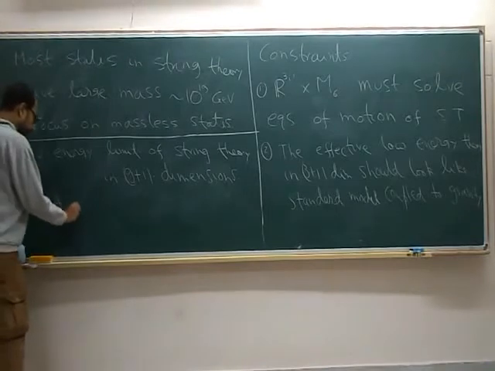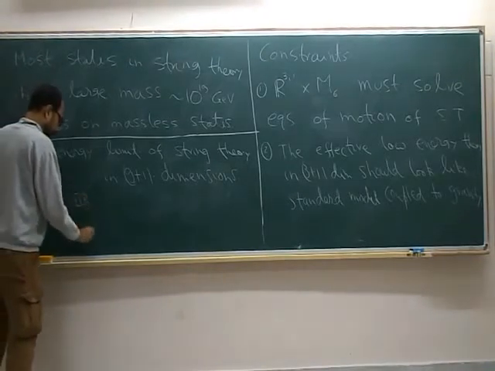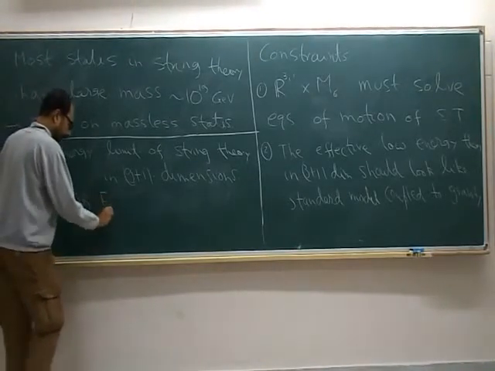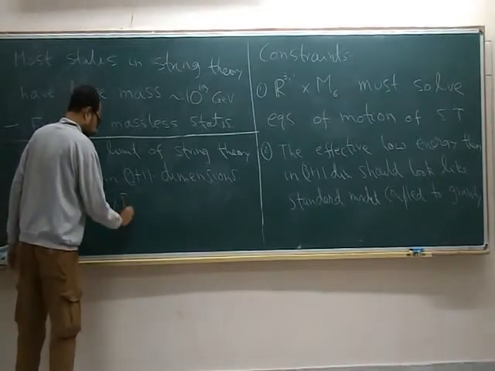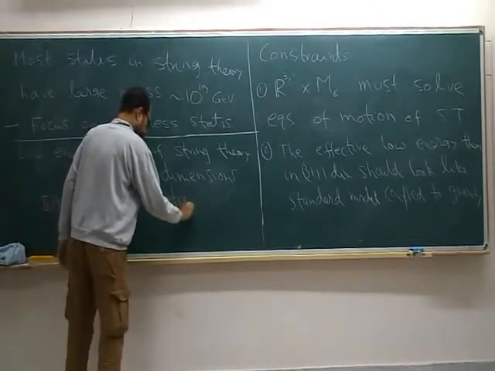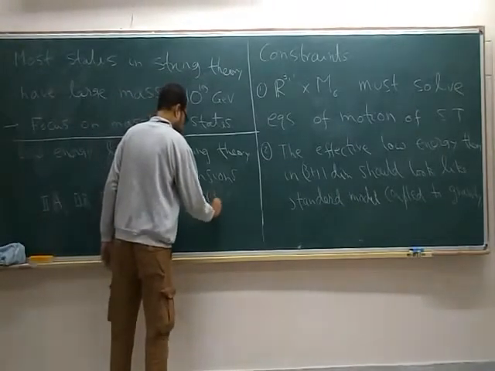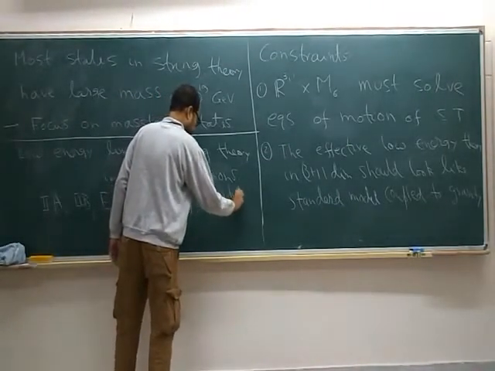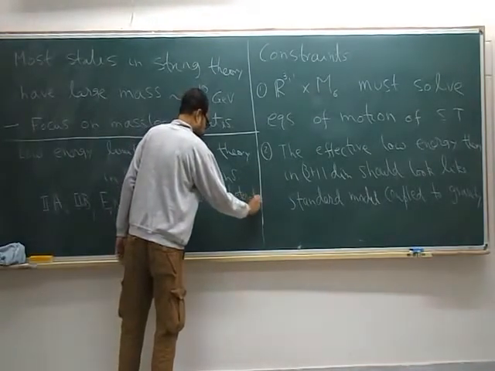type 2A, 2B, the 2 heterotic theories, E8 plus E8 heterotic, SO(32) heterotic, and type 1.